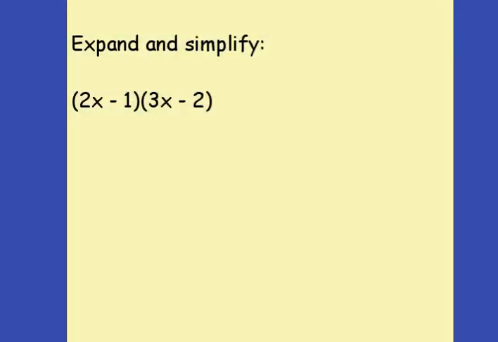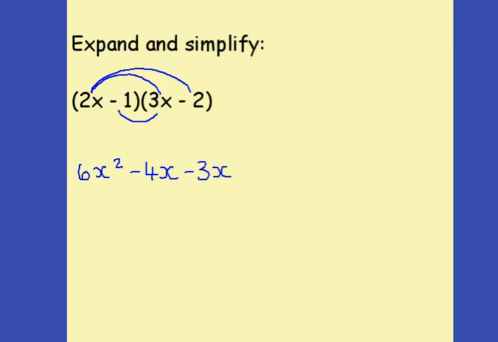The next type of question you might get is one where there's a minus in both brackets. We start in the same way. So 2x multiplied by 3x is 6x squared. 2x multiplied by minus 2, watch those minuses, is minus 4x. Minus 1 multiplied by 3x is minus 3x.